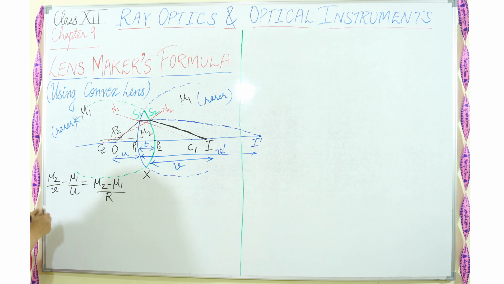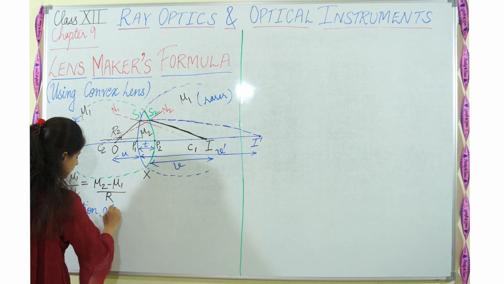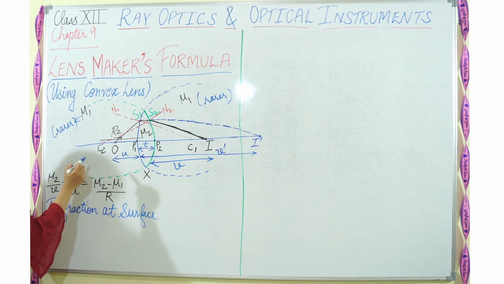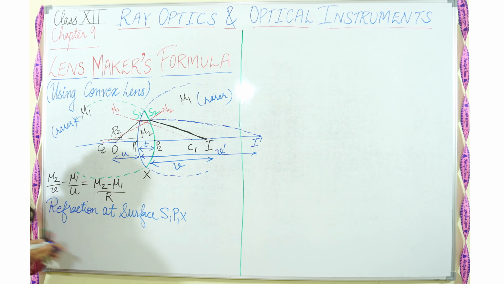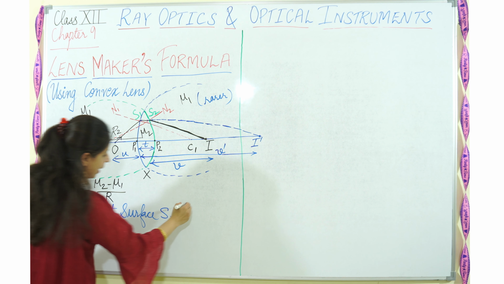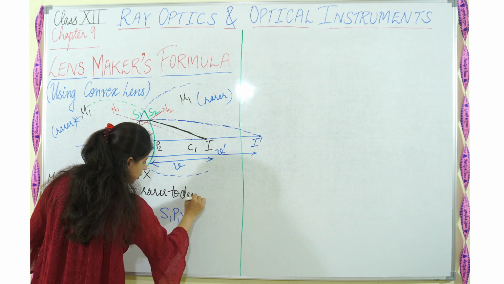So firstly, we are going to write the equation for the refraction at surface S1 P1 X. So when my ray is getting refracted, it is clearly seen over here that it is getting refracted from the rarer to denser medium.